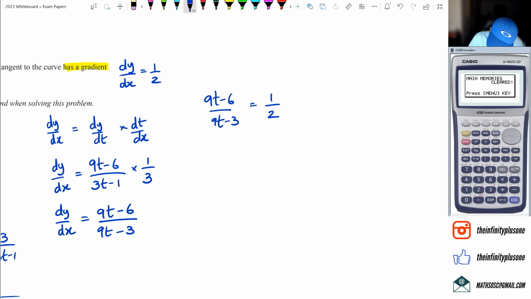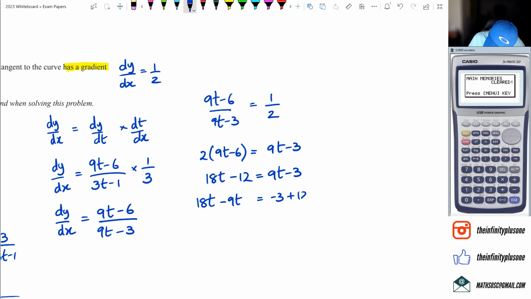And then once we get the t value, we substitute it in x and y to get the x and y coordinates. So at this point, I'm going to cross multiply. And I've got 2 times (9t minus 6) equals (9t minus 3) times 1. So I got 18t minus 12 equals 9t minus 3. Rearranging this, I've got 18t minus 9t equals negative 3 plus 12.